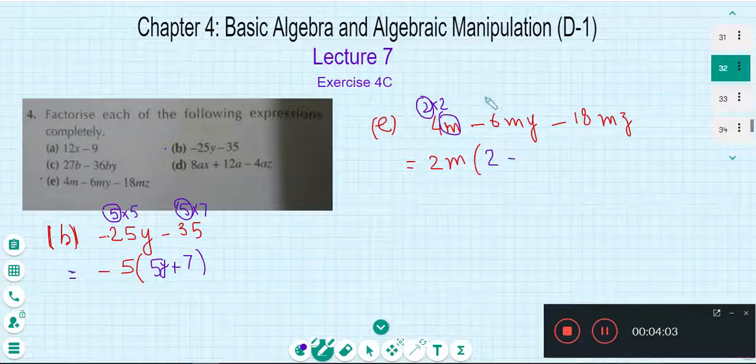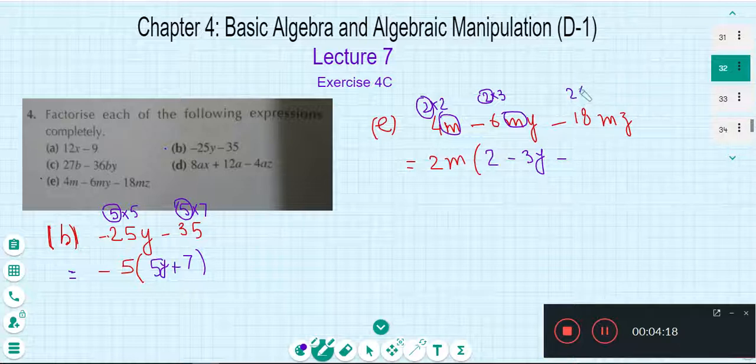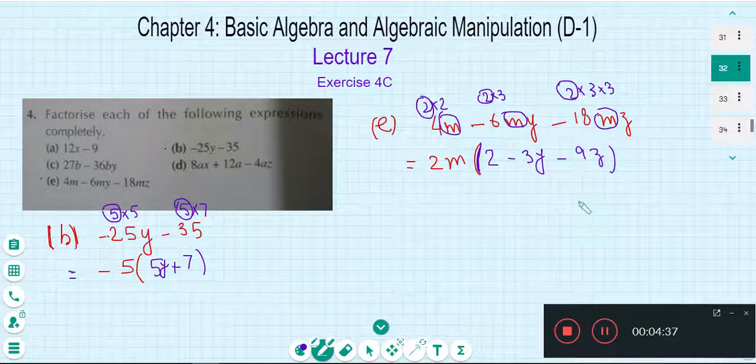Similarly 6 is 2 multiplied by 3. 2 and m have been taken as common, so we are left with 3y. Negative as it is. And 18 is 2 multiplied by 3 multiplied by 3, or 2 multiplied by 9. 2 taken common, and m as well. So we are left with 9 and z. So this is our final answer. It is actually a factorized form of the above expression.